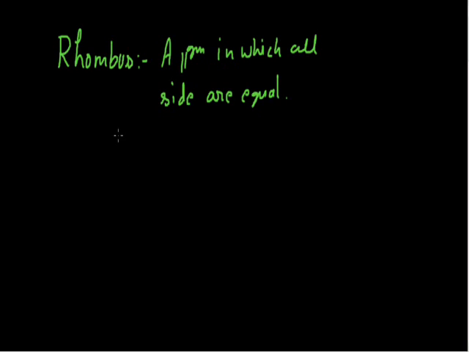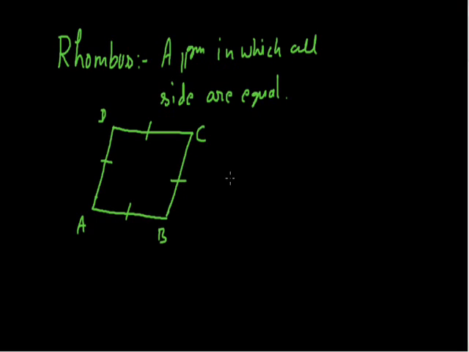Let's draw the figure of it. A parallelogram with all sides equal, that is, this is a parallelogram ABCD in which AB equals BC equals CD equals DA. Then it is called a rhombus. Since it is a parallelogram, it will have all the properties that a parallelogram has. That means opposite sides are equal, opposite angles are equal, and diagonals bisect each other.